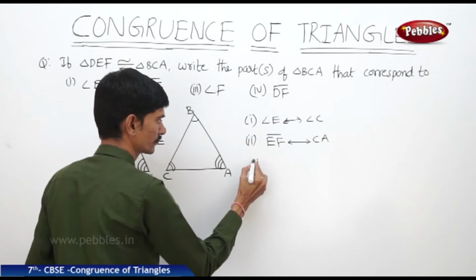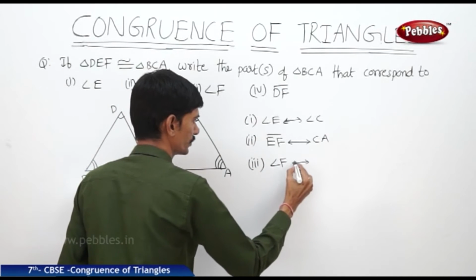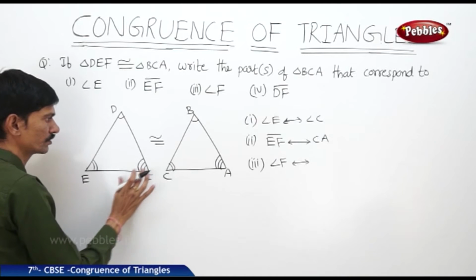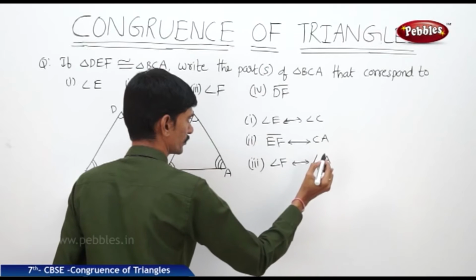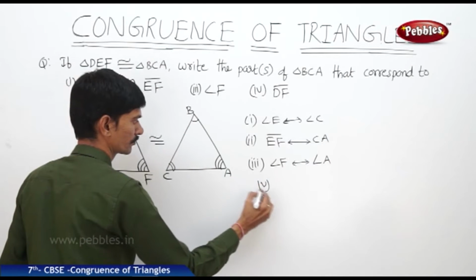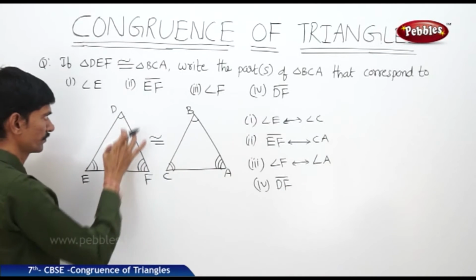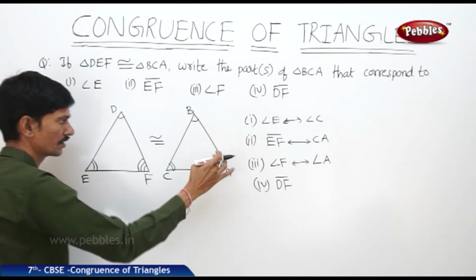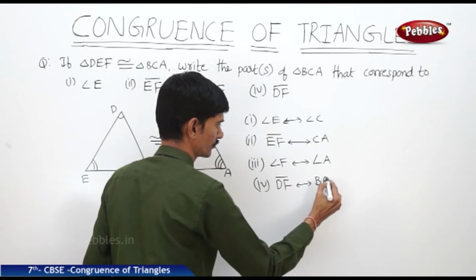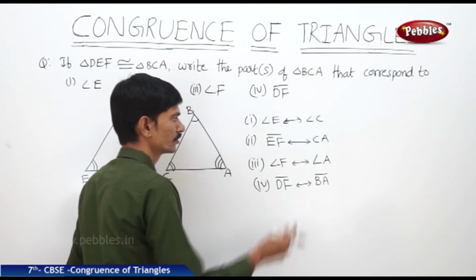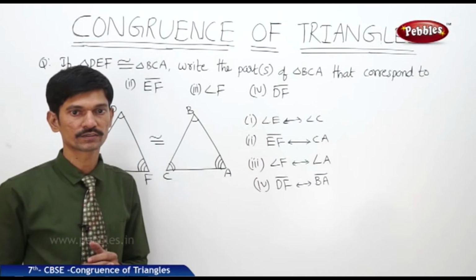In the third question, angle F corresponds to what? See here, angle F corresponds to angle A. Then the fourth question, DF. DF corresponds to BA. So these are the corresponding angles and corresponding sides of the two congruent triangles.